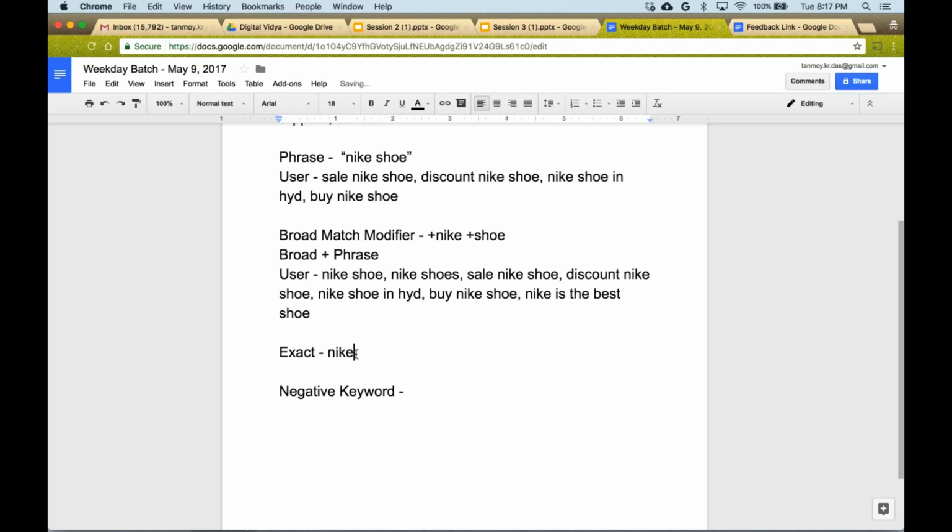Exact match. Exact match, keyword is single. Yes, keyword is single, it has multiple words. Thank you. Correct, Jatin. Absolutely right. Okay. Exact match. If you want to make a keyword exact match, you put it in square brackets.